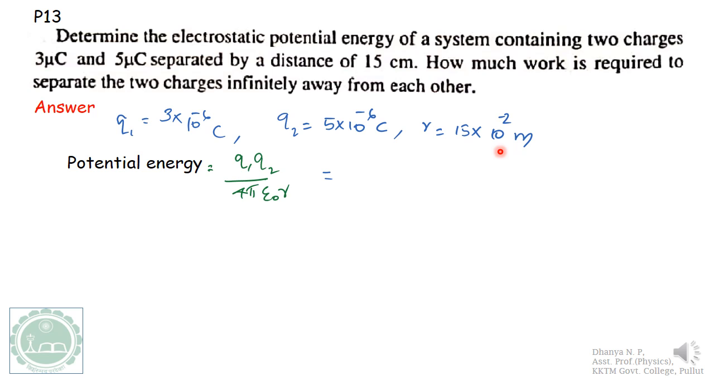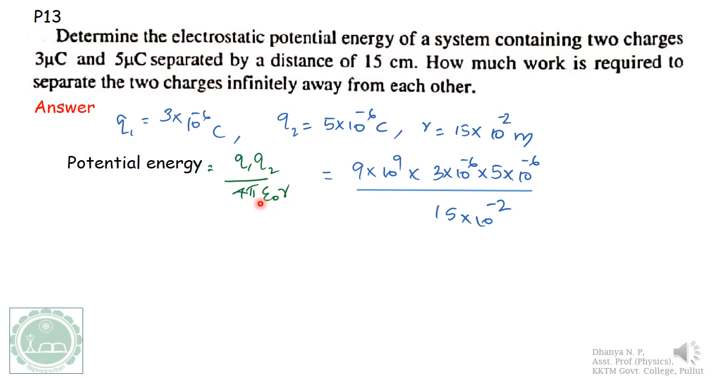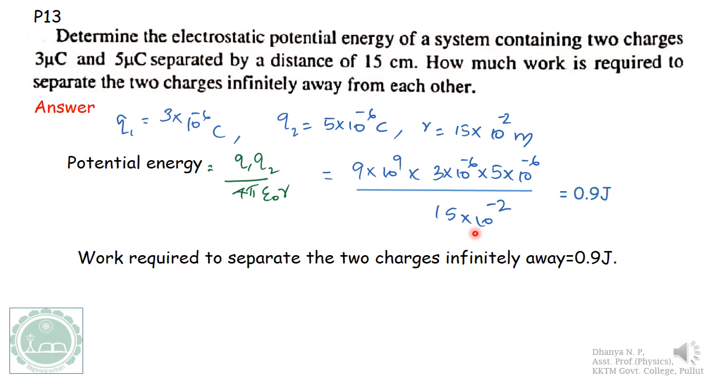We have the potential energy is equal to Q1 Q2 by 4 pi epsilon 0 R. 1 by 4 pi epsilon 0 is 9 into 10 raised to 9. It is 9 into 10 raised to 9 into 3 into 10 raised to minus 6 into 5 into 10 raised to minus 6 divided by 15 into 10 raised to minus 2, and finally we will get the answer as 0.9 joule. That is, the work required to separate the 2 charges infinitely away is 0.9 joule.